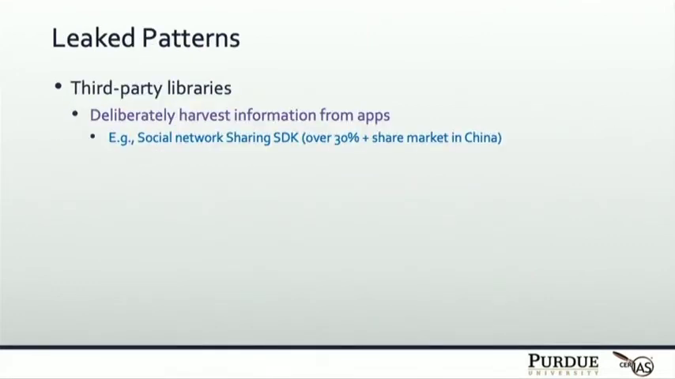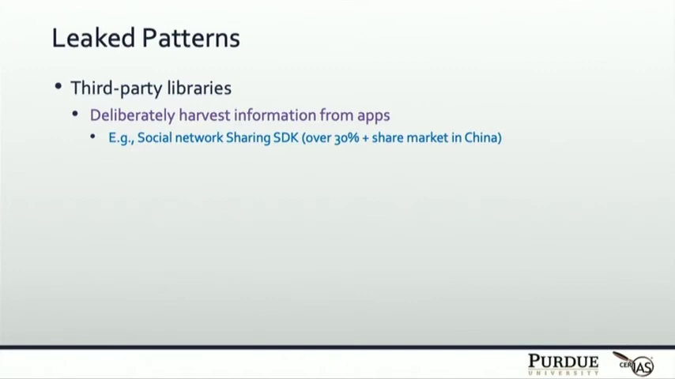Okay, so from the ways this library interacts with its hosting apps, we summarize their leakage patterns into the following different types. First, as shown in our motivating example, some third-party libraries are deliberately harvesting information from apps. This sensitive data could be leaked out without the developers' attention, not to mention the user's awareness.